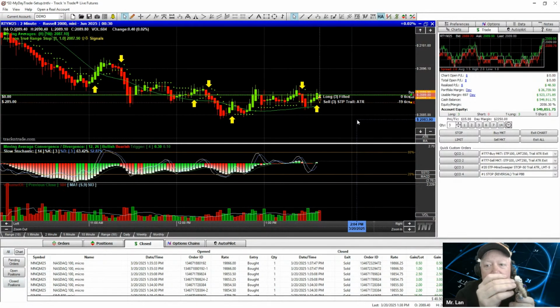We got 3 bars, 3 green bars, 4 green bars. Oftentimes we get a red bar after 4 green bars. But it's trying to break those yellow dots, or the green dots. Green this time.